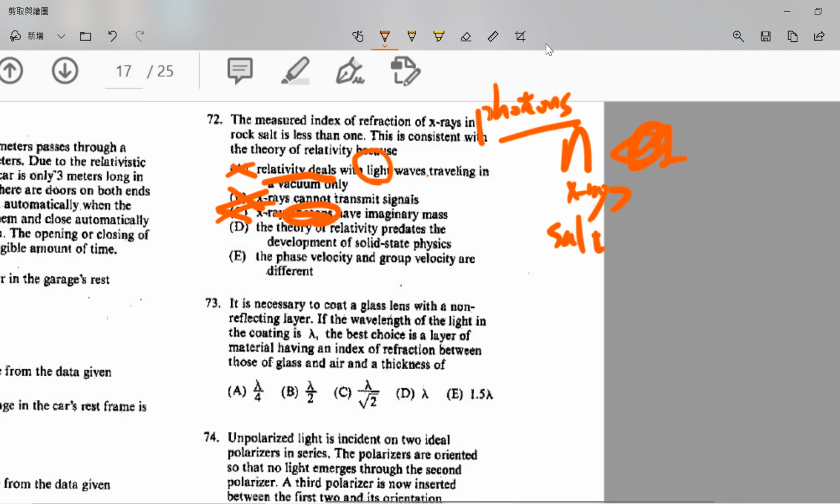D says the theory of relativity predicts the development of solid state. This is also fundamentally wrong. So the remaining answer is E.